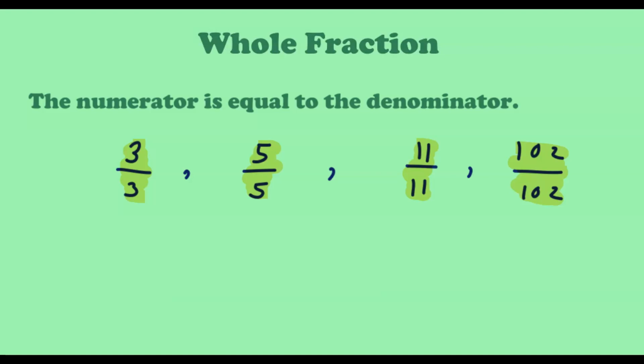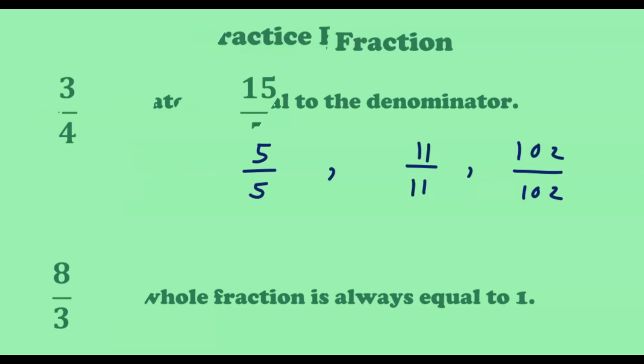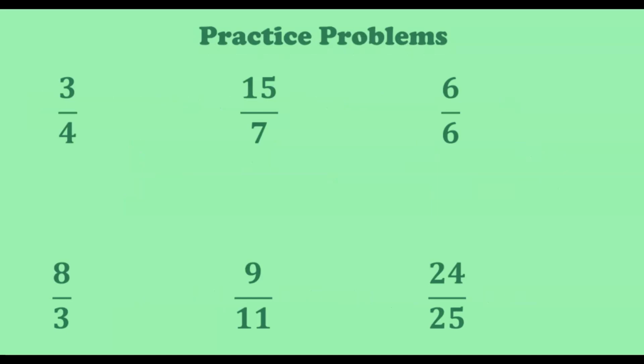So we have the numerator equal to the denominator, and so when we divide the numerator by the denominator, we will always get 1. And because of that, a whole fraction will always be equal to 1. And so if we model a whole fraction, we will end up shading the whole rectangle. Now let us have a look at a few practice problems.